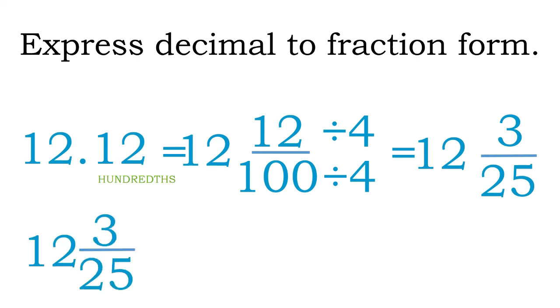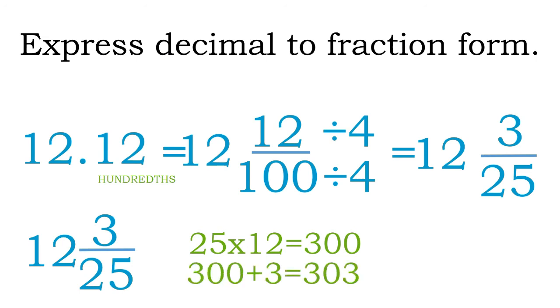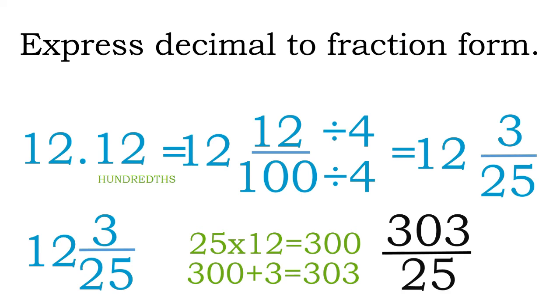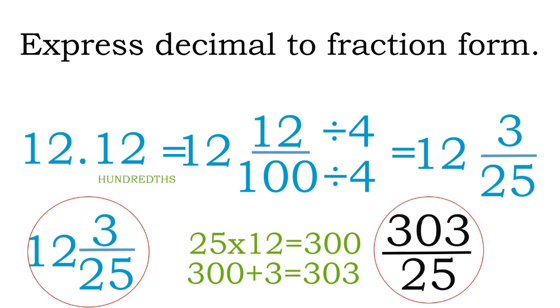To change it to an improper fraction, first, you multiply the denominator by the whole number. That is 25 times 12 equals 300. Then, add the answer to the numerator. 300 plus 3 equals 303. Copy the answer divided by the denominator of the mixed fraction, which is 25. So 303 over 25 is the improper fraction form of 12.12. Our answers now are 12 and 3 over 25, or 303 over 25.